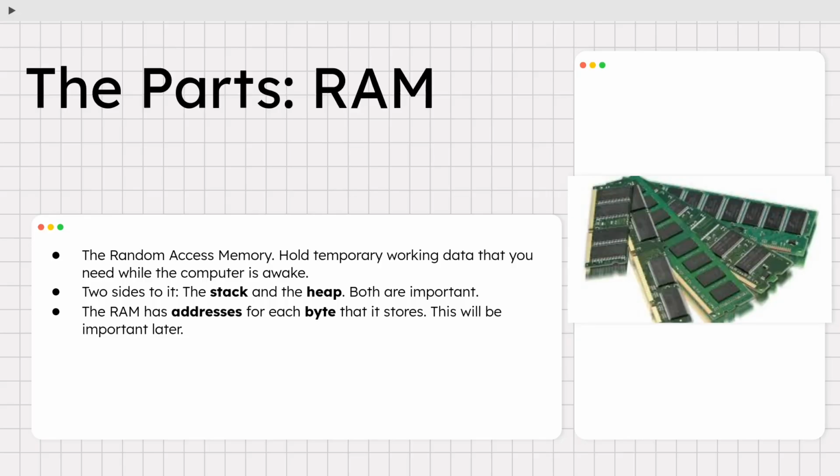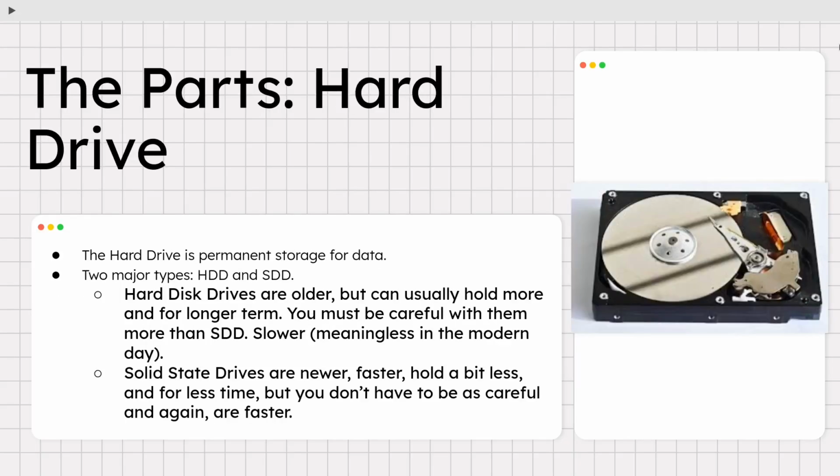But it just stores bytes at specific addresses, and you can get that byte based on the address. Next, we want to store data temporarily, and that's going to be our hard drive. There are two kinds of hard drives: HDDs and SSDs. HDDs, hard disk drives, are older.